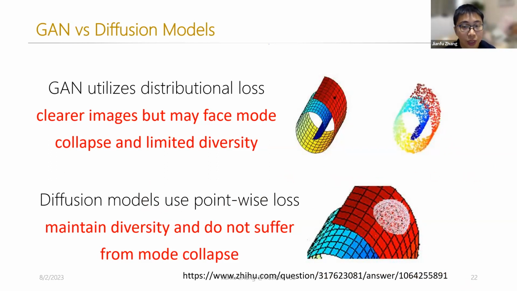On the other hand, diffusion models do not encounter mode collapse due to their multi-step denoising process, which allows them to maintain diversity and generate a wide range of images. The pointwise loss used in diffusion models can be employed for initialization or correction purposes, contributing to their stability during the training. To summarize, GAN tend to produce clearer images, but may face mode collapse and limited diversity. And diffusion models maintain diversity and do not suffer from mode collapse, resulting in better clarity compared to methods like VAE that use point loss.